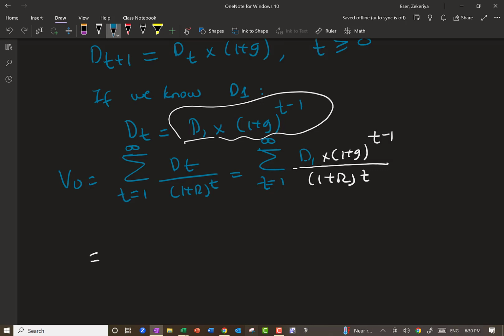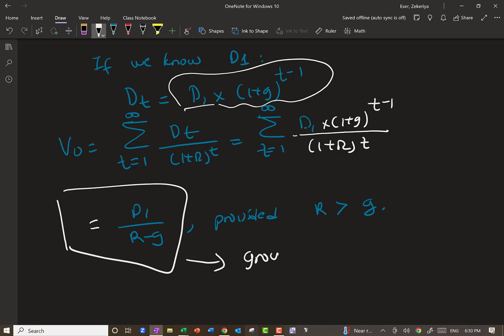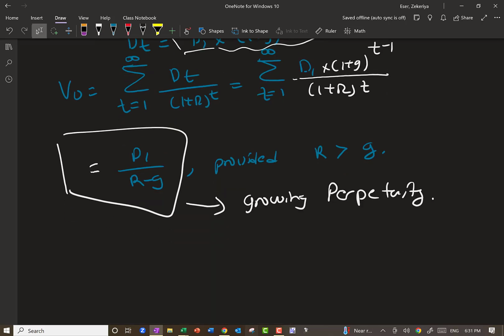It converges to d1 over r minus g, provided r is greater than g. So if the discount rate is greater than the growth rate of dividends, that infinite summation actually converges to a constant, and that's the number. And this is called a growing perpetuity. We're going to build a little Excel model for all of these, but I'm going to go through the theory first.